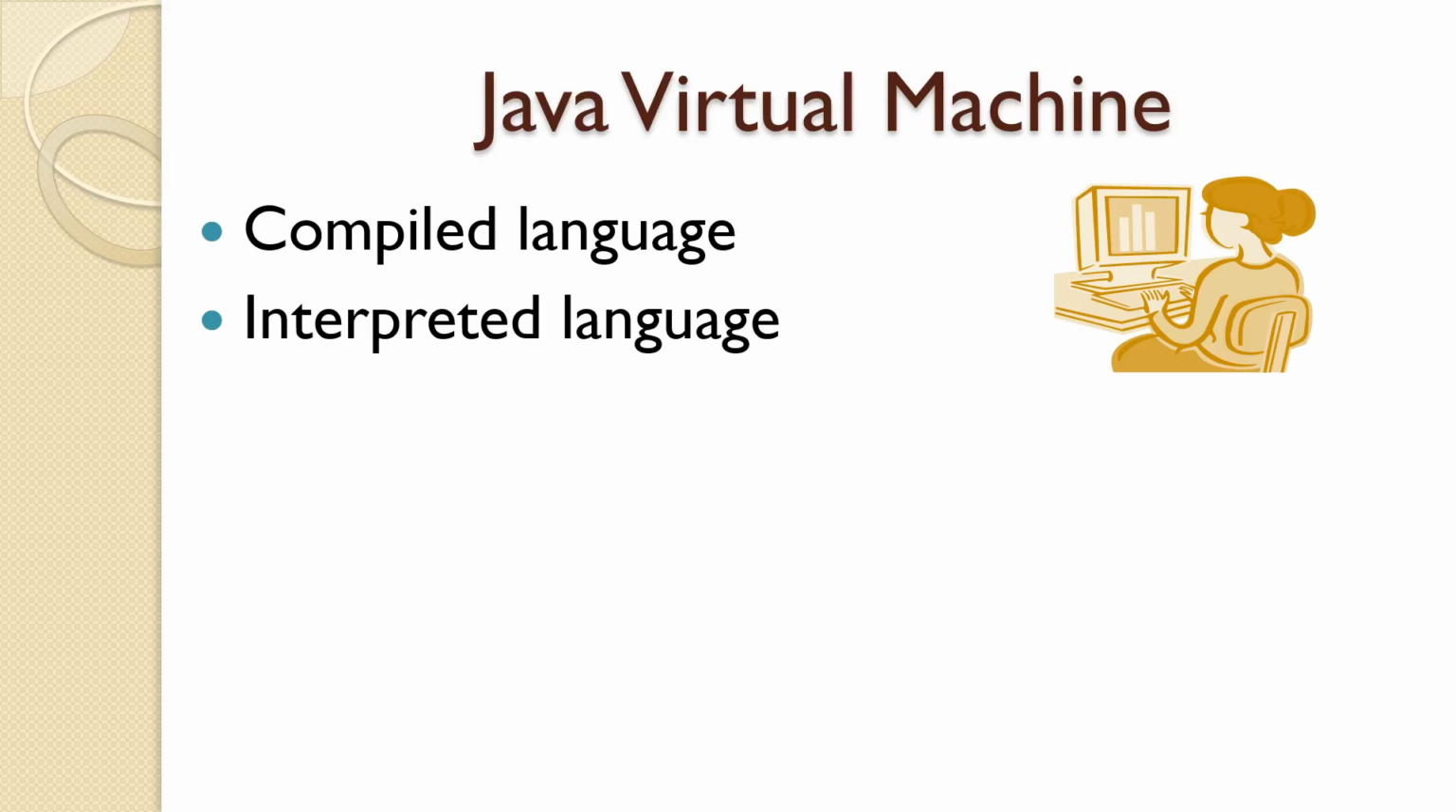Here Java uses both: the Java code is first compiled into bytecode, which generates the .class file, and this .class file is then interpreted by the JVM for execution. The JVM acts as a runtime engine to run Java applications. The JVM is a part of the JRE, that is, the Java Runtime Environment. We have already seen this in the previous video. If you didn't, please check out the previous video.